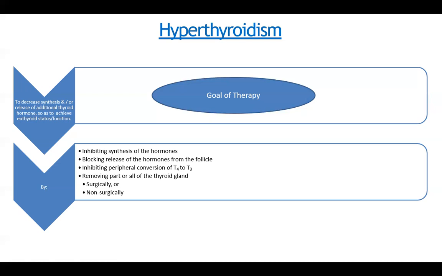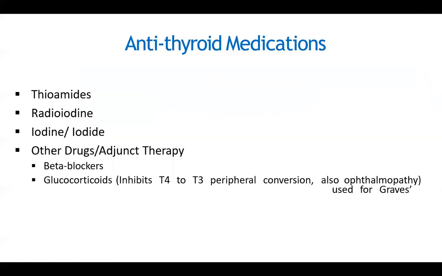The other thing is when I have to remove part or all of the thyroid gland, surgically or non-surgically. What's the non-surgical way? Right. Okay, so we're good. The anti-thyroid medications, thioamides, could be one of them. Now I'm going to be starting with a drug that's not mentioned here. In the coming slide, I'm going to start with a drug that's not mentioned here. I'll tell you why later. So thioamides is one of the drugs. Radioiodine, which you have told me is the non-surgical removal of the thyroid gland.